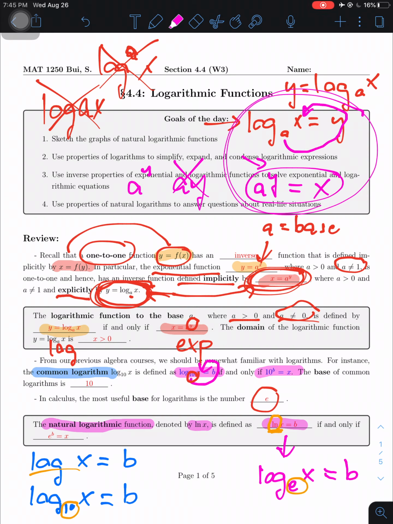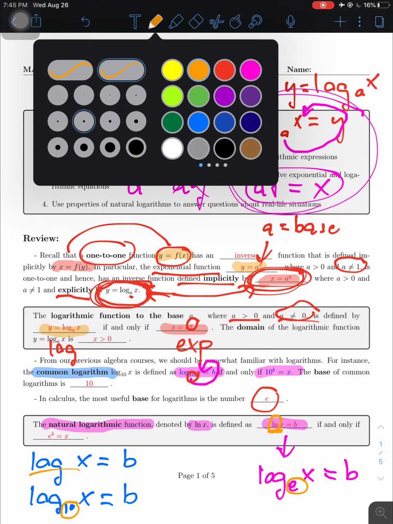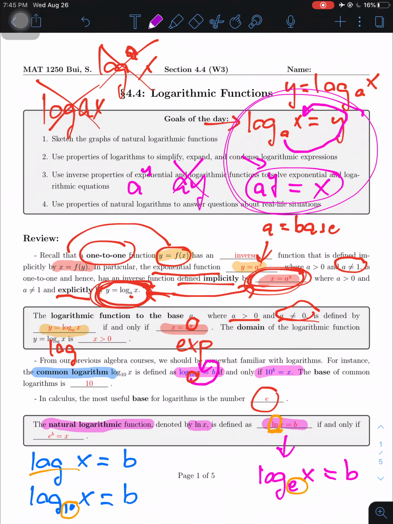Those are the two that stand out the most out of logs. Other logs are also important. They can have different bases, but we don't have any names for them. In general, they're just logs. And this happens if and only if e to the b equals x. So let me put it in purple. This here is a circle thing if you want to think about it that way. So we have e to the b equals x.